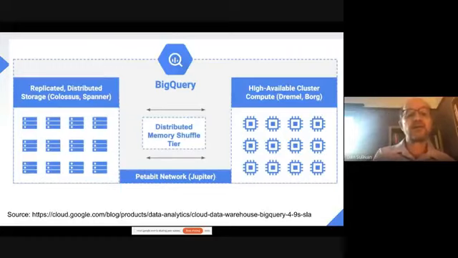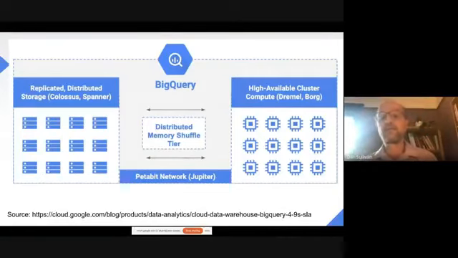There's Colossus, which is the successor of the Google File System. This is the global data store, the block storage, data storage system that Google uses. And it's used by multiple systems. Bigtable uses it, Spanner uses it. So Colossus is essentially, if you want to write data to highly reliable persistent storage, it goes to Colossus.